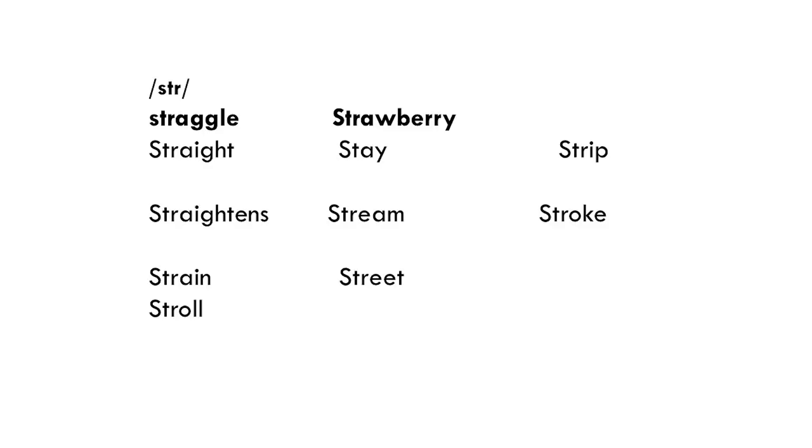Now we have some examples for the consonant trigraph, that is STR: straggle, strawberry, straight, stray, strip, stream, stroke, street, stroll, strain. So when I pronounce the words, though it is STR, it gives only one sound, and you can hear that single sound in strain, strip, stroke, stream, like that.